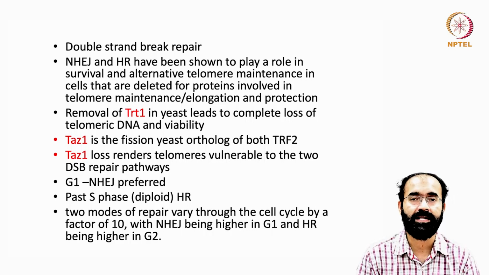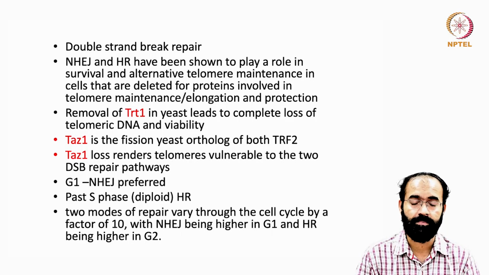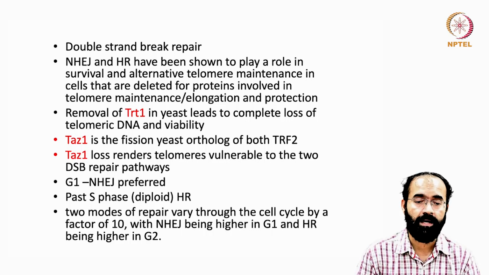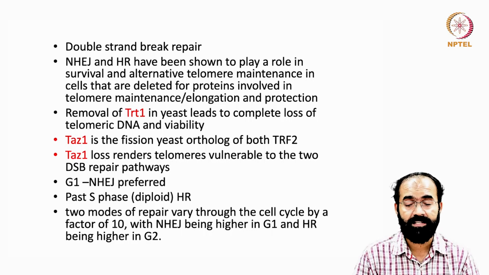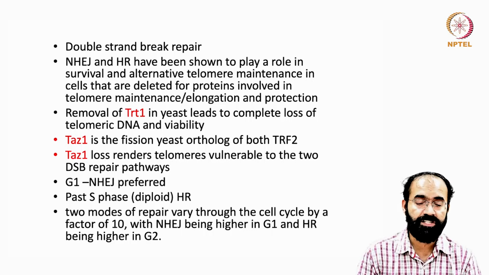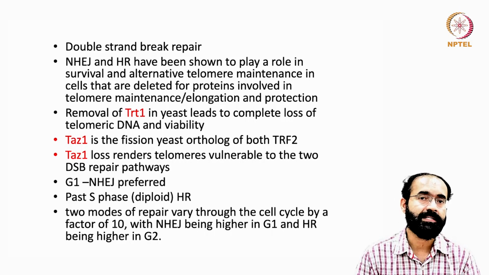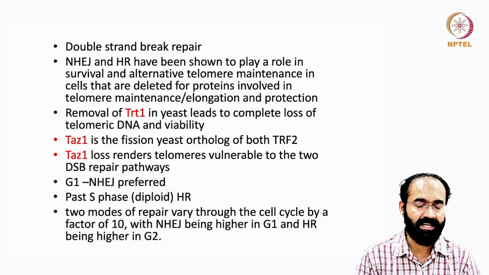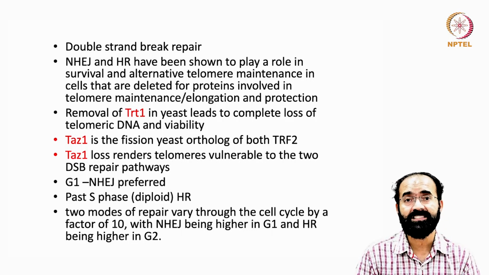If there is double strand DNA damage, I told you that it needs to be repaired, whether through the HR mechanism or the NHEJ mechanism. So double strand repair pathways become vulnerable if the TAS1 gene is lost. And at the G1 phase, meaning the beginning, post mitosis, a newly formed or newly born cell is in G1 phase. So NHEJ is preferred at that stage, and it passes the S phase.